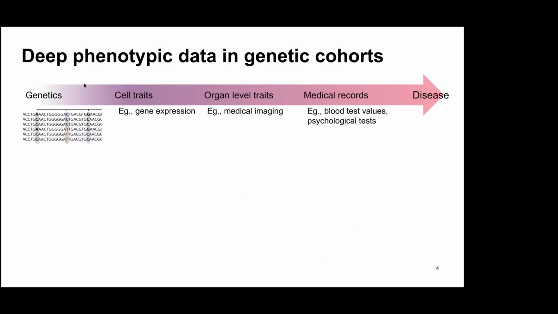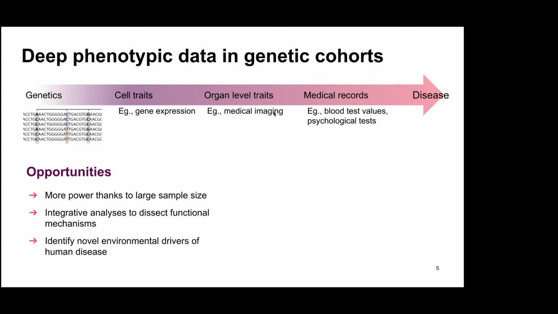So for this reason, we've been gathering more and more phenotypic data in genetic cohorts. And now we have a very rich spectrum of datasets, from genetics to different layers of phenotypic data, spanning from cell traits, such as gene expression, to organ level traits, which we can measure through medical imaging. Think about histopathology images or MRIs, and medical records. So biomarkers such as blood test values, physiological tests, metabolites, and so on and so forth.